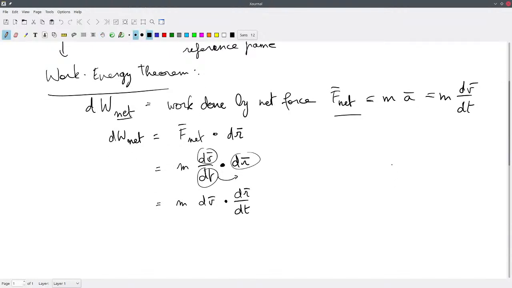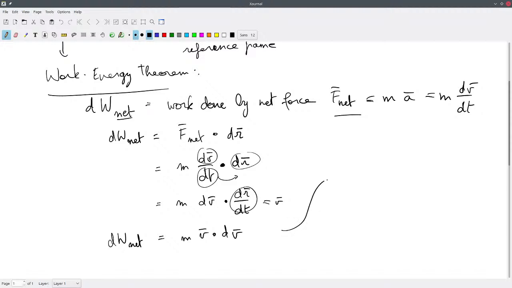And if we do this, then dr dt, that's our v. This is equal to our velocity itself. So we end up with m v. I'm just going to change the order of the factors. So we have mv dot dv. So that's going to be our infinitesimal work done by the net force.